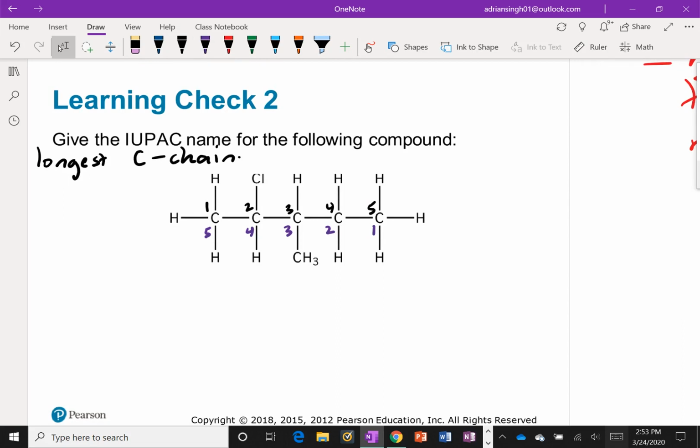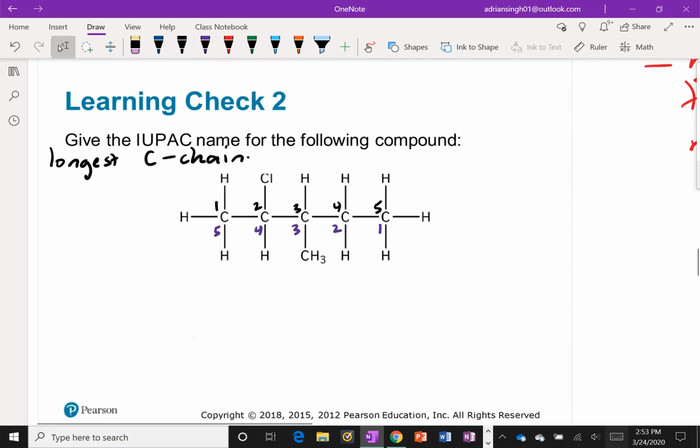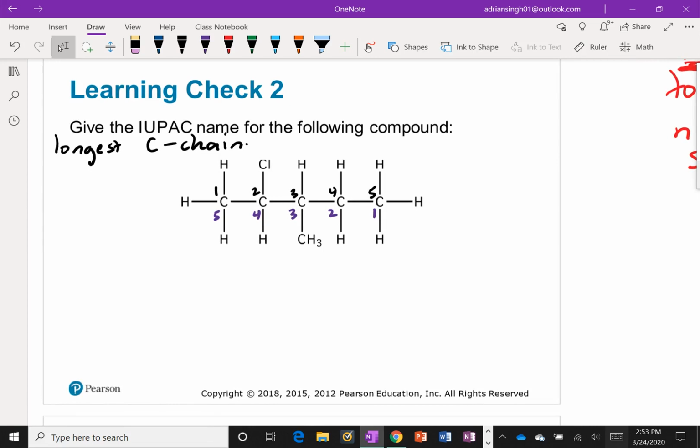All right, and I'm going to color code this so we can do a comparison here. So once we have the longest chain, either way, from the left or from the right, 5 is the longest. So we know that this has to be some sort of a pentane. Right, 5 carbons, all single bonds, pent and ane. What we have to do is to try to give the substituent groups the lowest number possible. And a substituent group, if you remember, is anything other than an H that's connected to a carbon.